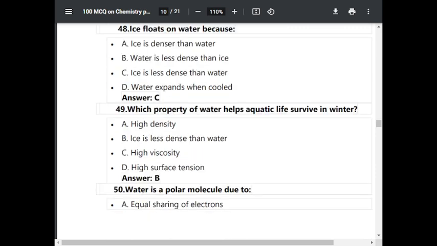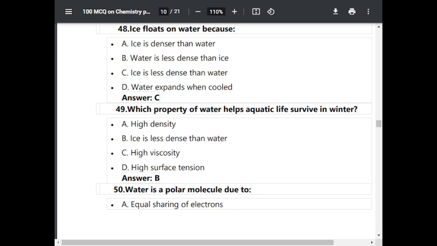Ice floats on water because. Option A ice is denser than water. Option B water is less dense than ice. Option C ice is less dense than water. Option D water expands when cooled. The correct answer is ice is less dense than water, hence ice floats on water.